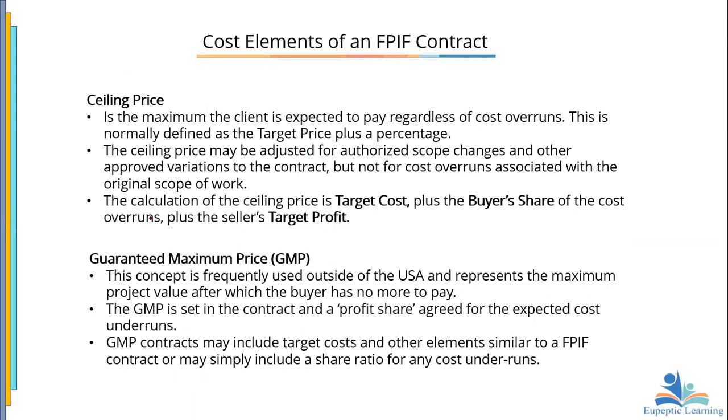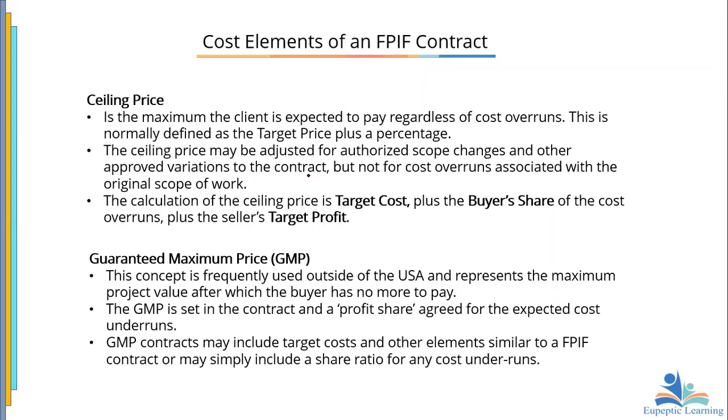Ceiling price, we talked about what ceiling price is. The maximum the client is expected to pay regardless of cost overruns. And it is normally defined as the target price plus a percentage. It may be adjusted for authorized scope changes and other approved variations to the contract.